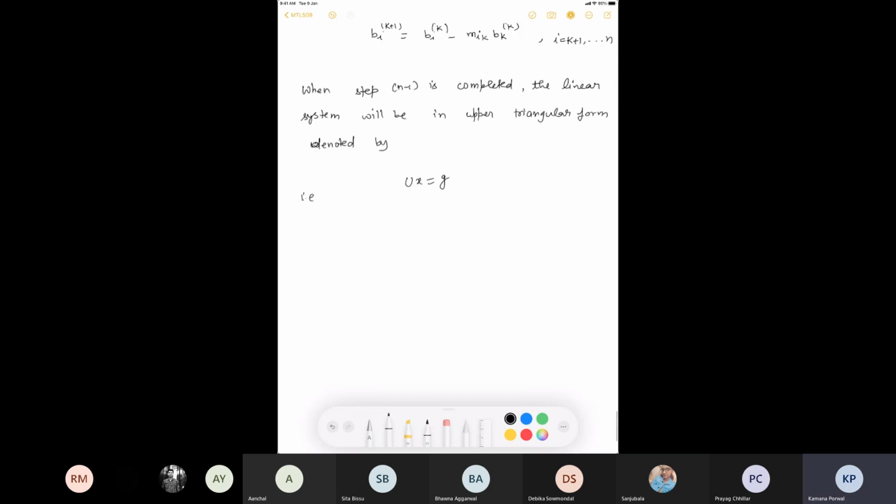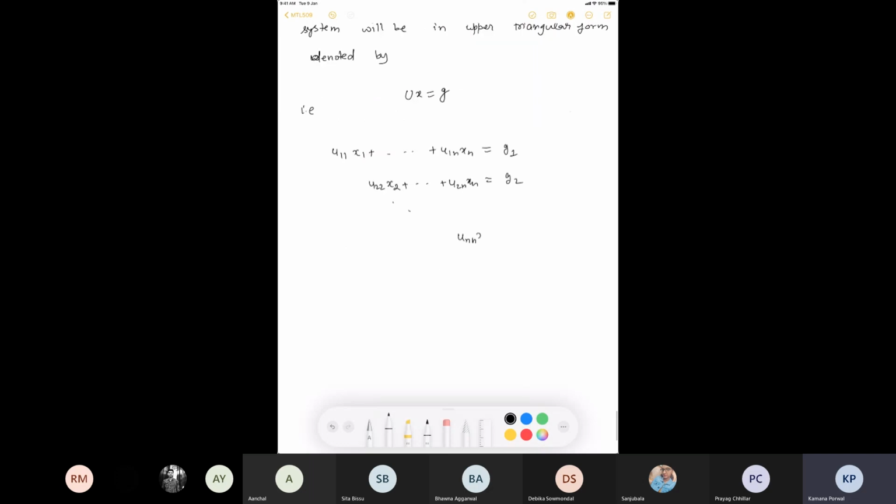So if I call the matrix U as u_ij's, I'm going to have the equations as u11 x1 and so on. All the non-zero entries, I'm calling them u_ij's. So let's write it down explicitly. u11 x1 up to u1n xn is equal to g1. In the second row, I will start from u22 x2 up to u2n xn, this is equal to g2. Likewise, the last equation is going to be unn xn equals gn, right?